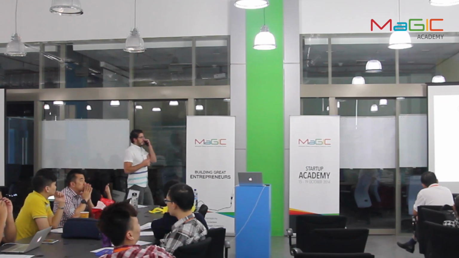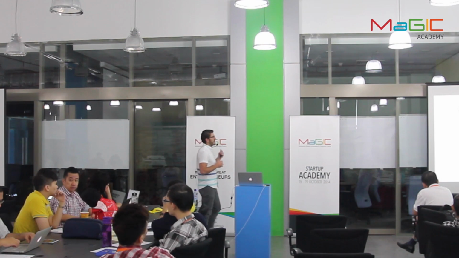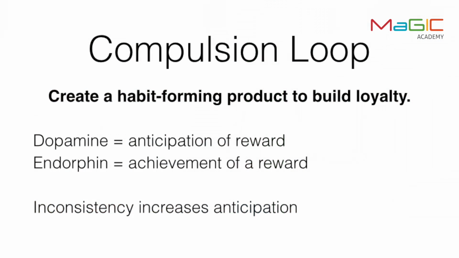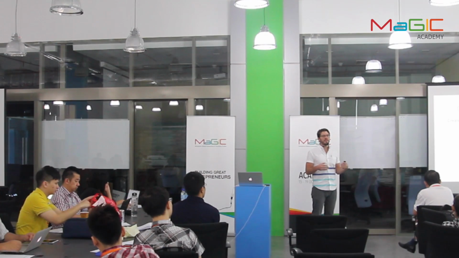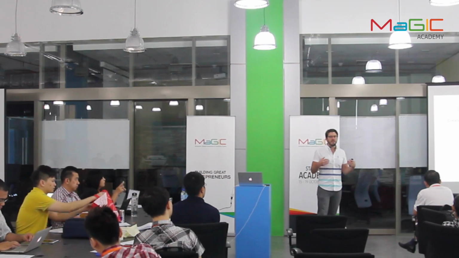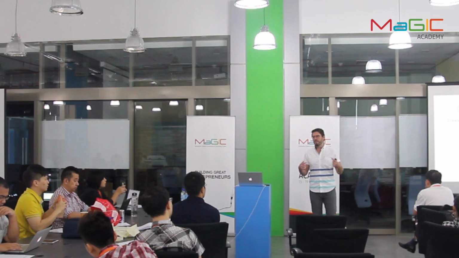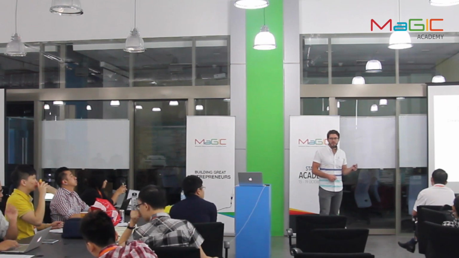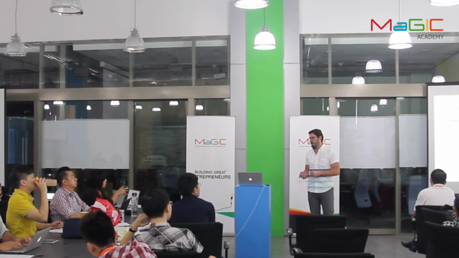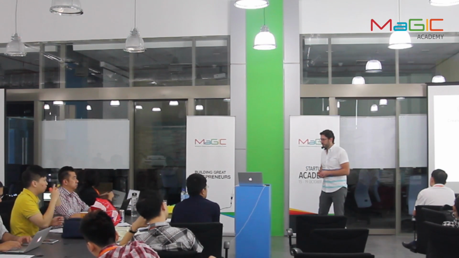Okay, so the third one is compulsion. And this is a good one. This is being able to create a product that builds a habit that makes users want to engage in your product more. It overlaps a little bit with social loops, but I think of it as a different thing.